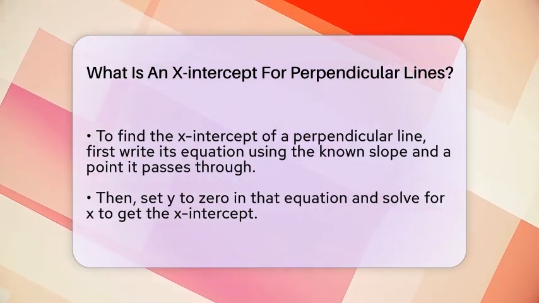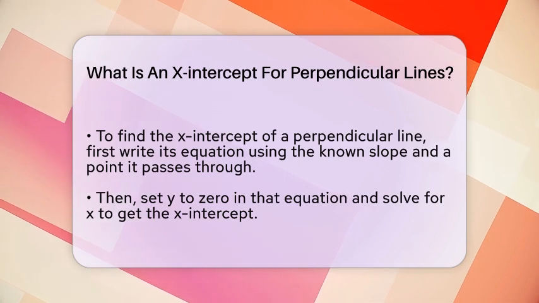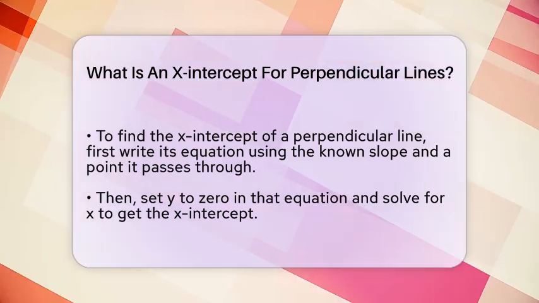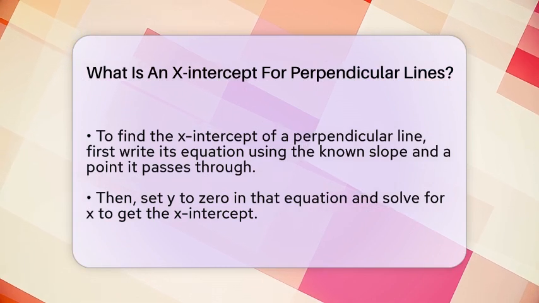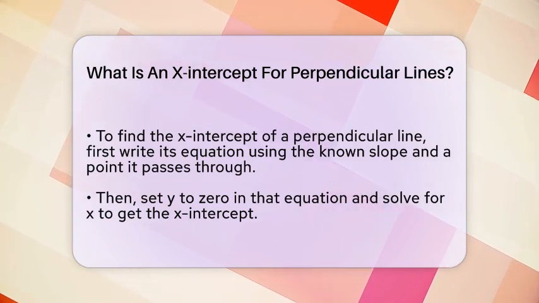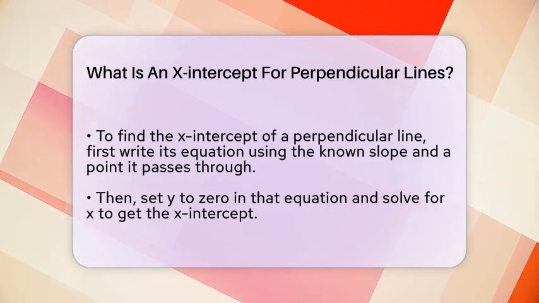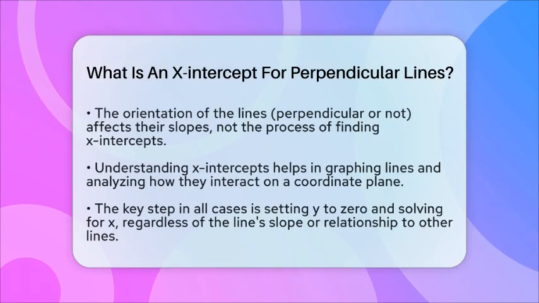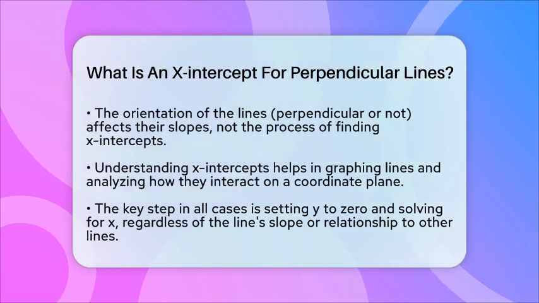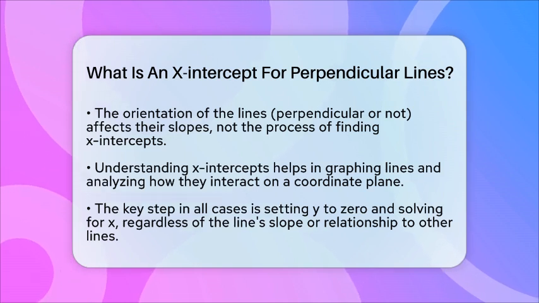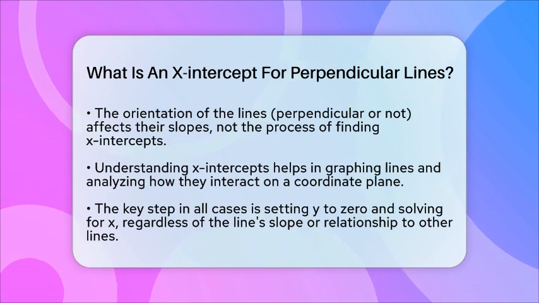Remember, the x-intercept is just the point where each line crosses the x-axis. The fact that the lines are perpendicular influences their slopes and equations, but it doesn't change how you find the x-intercept itself. Knowing this helps you understand how lines interact on a graph, especially when you are working with systems of equations or analyzing shapes like rectangles, where sides are at right angles.